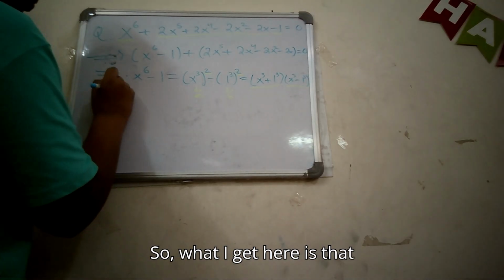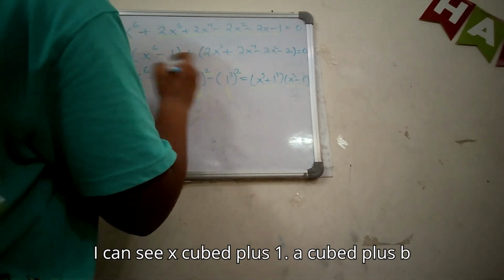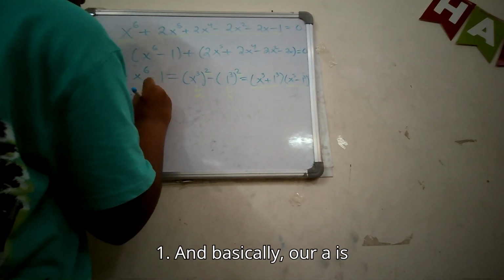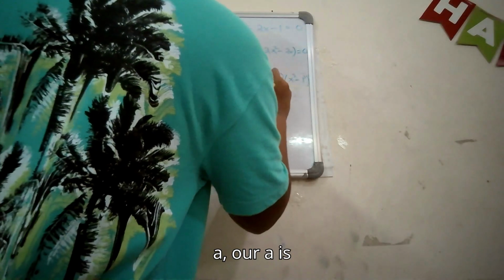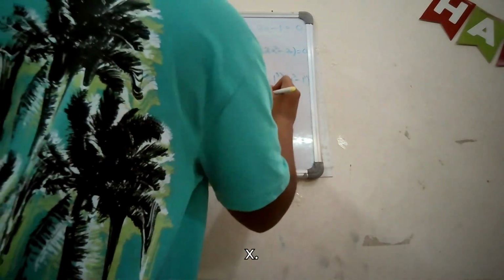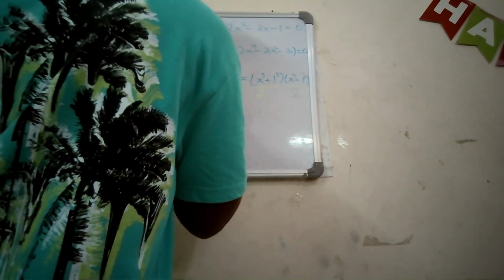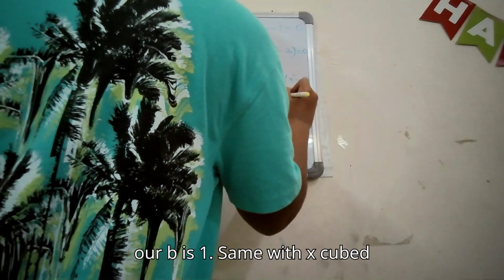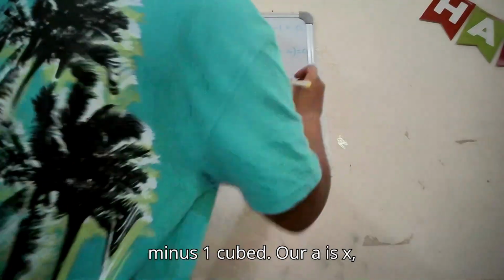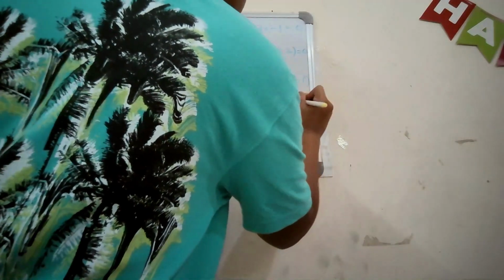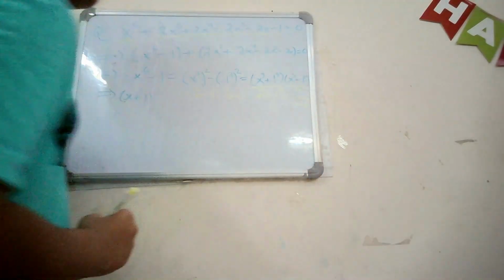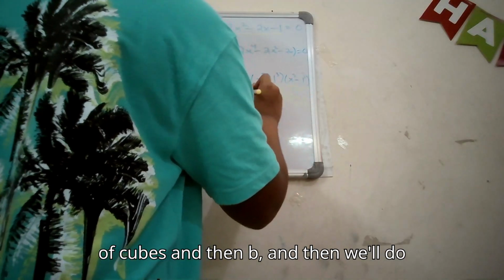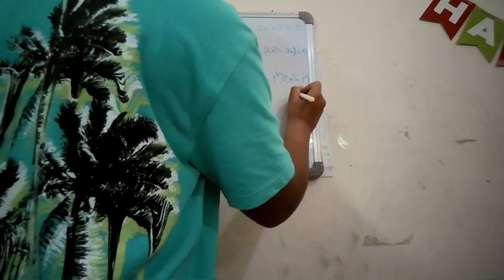So what I get here is, see, x cubed plus 1, a cubed plus b cubed, is equal to a plus b. So x plus 1. Now basically our a is x and our b is 1. Same with x cubed minus 1 cubed. Our a is x and our b is 1. So first we're going to apply the sum of cubes identity, and then we'll do the difference of cubes.